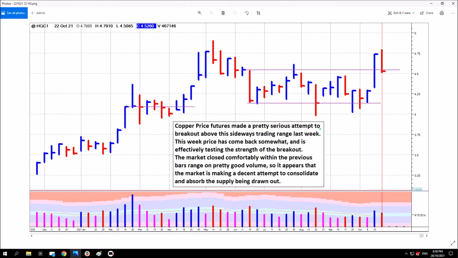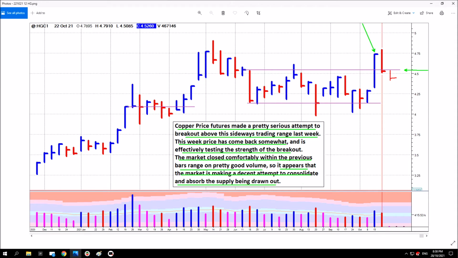Copper. Copper has come back a little further. It's looking like this at the moment. I wrote, copper price futures made a pretty serious attempt to break out above this sideways trading range last week. That's this week. This week, price came back somewhat and is effectively testing the strength of the breakout. The market closed comfortably within the previous bar's range on pretty good volume, so it appears that the market is making a decent attempt to consolidate and absorb the supply being drawn out.